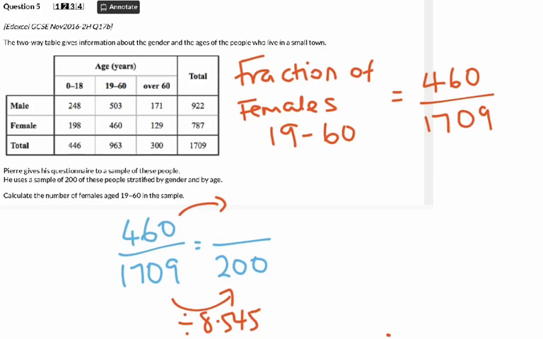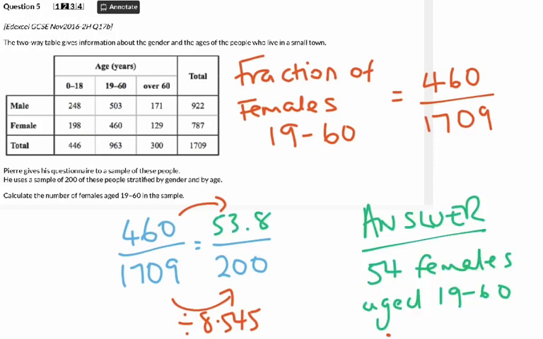What we'll do now is we're going to make an equivalent fraction. The bottom of our second fraction is the sample size again, which is 200, so we've got a denominator of 200. And we're going to do the same thing to the numerator and the denominator. To get from 1,709 to 200, you need to divide by 8.545. So let's do the same to the numerator as we did to the denominator. That gives us 53.8. We've now got our equivalent fraction for the sample compared to the population.